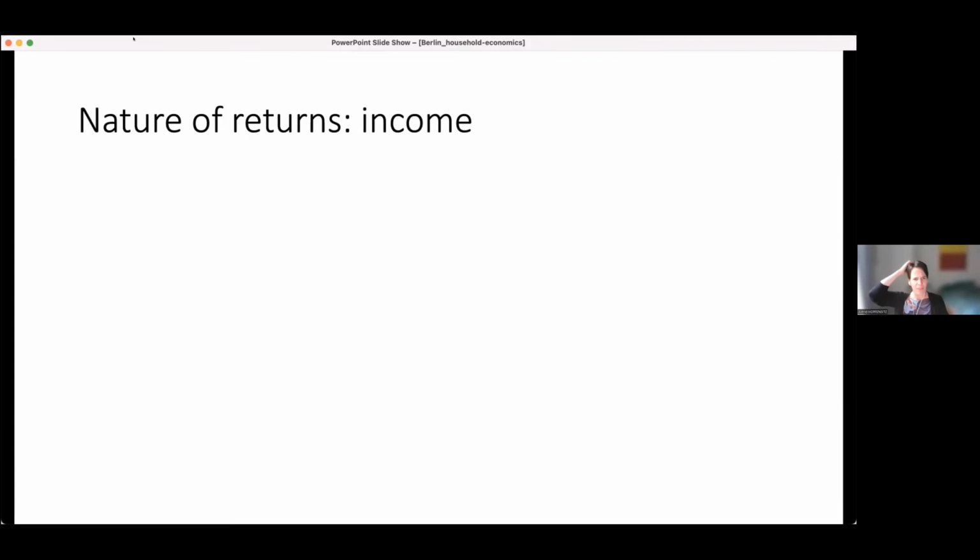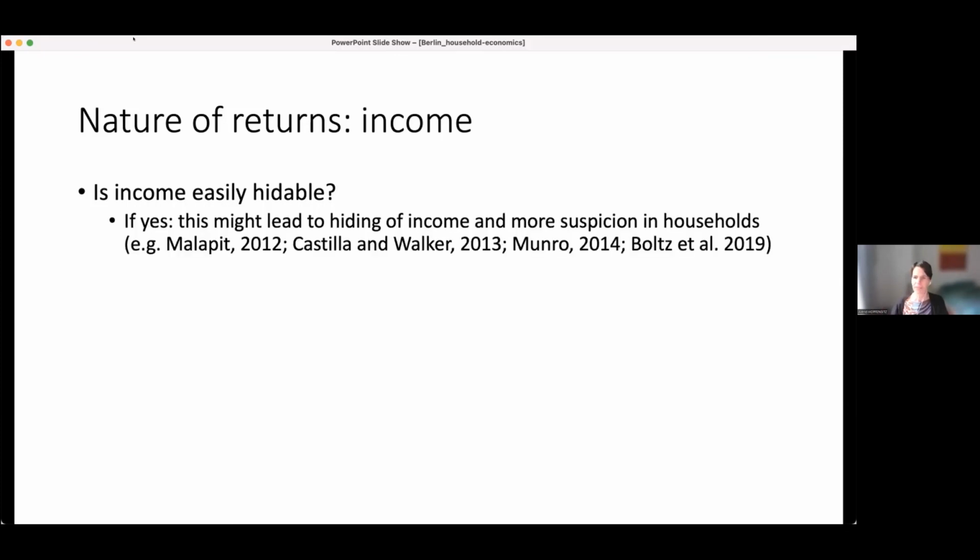So what do I mean when I talk about the nature of returns? The nature of returns is, for example, with respect to the labor market, what do we earn as income? And income, you might say, okay, it's just money, but actually income can be given in lots of different ways. So for example, one of the questions is very often, can income easily be hidden, specifically from the partner? There is lots of evidence, lots of papers that have shown by now that this has very dramatic consequences on the behavior within a household. So if income can be easily hidden, it leads to more hiding and more suspicion within households.